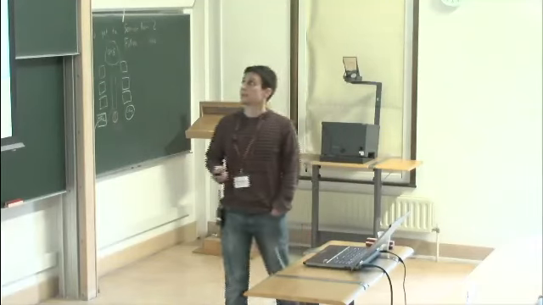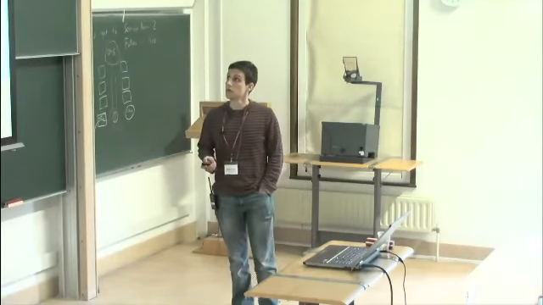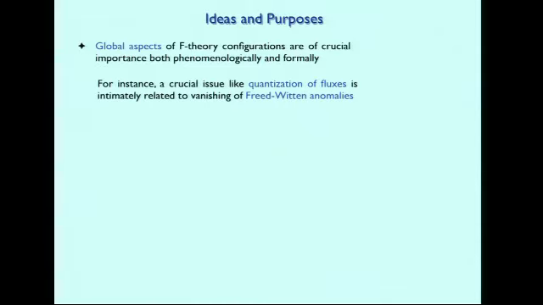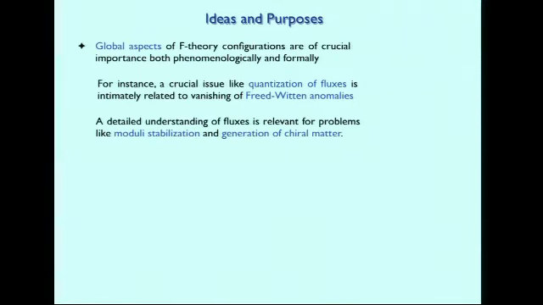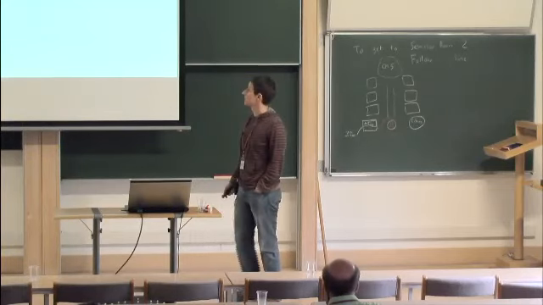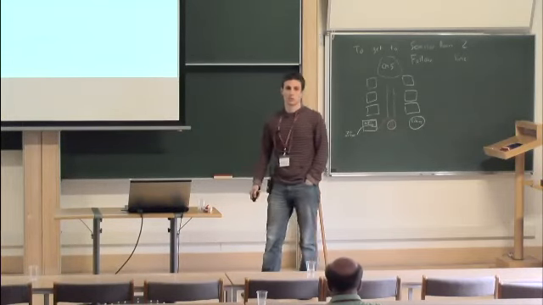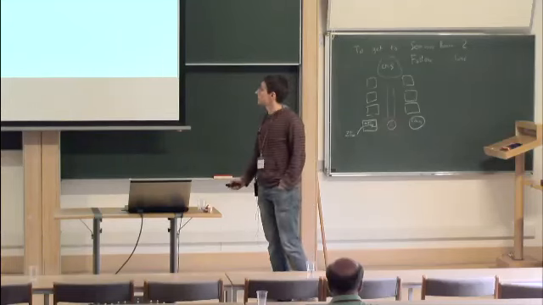So let me outline the ideas and the purposes of the work. I don't have to convince you that global aspects of F theory configurations are of crucial importance for many aspects, both on the phenomenological side and on the more formal side. One example is the quantization of fluxes, and I will show you that this is intimately correlated with the Freed-Witten anomalies in type IIB string theory. Of course, a detailed understanding of how to treat fluxes is crucial for various issues like moduli stabilization and generation of chiral matter.